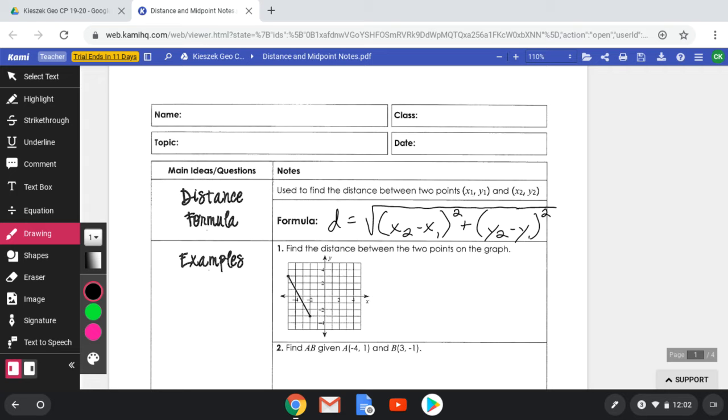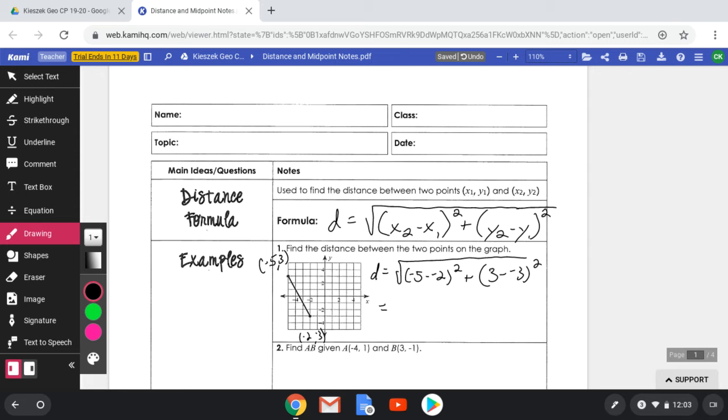So if I look at number 1 here, find the distance between 2 points on the graph. The point all the way to the left looks like it is -5, 3, and the one to the right looks like it's -2, -3. So following the distance formula, we would have d equals the square root of -5 minus -2 squared plus 3 minus -3 squared. And that's just a matter of doing the algebra.